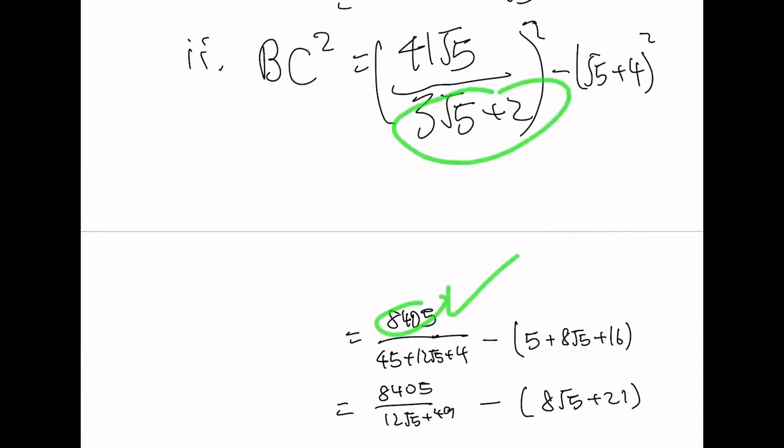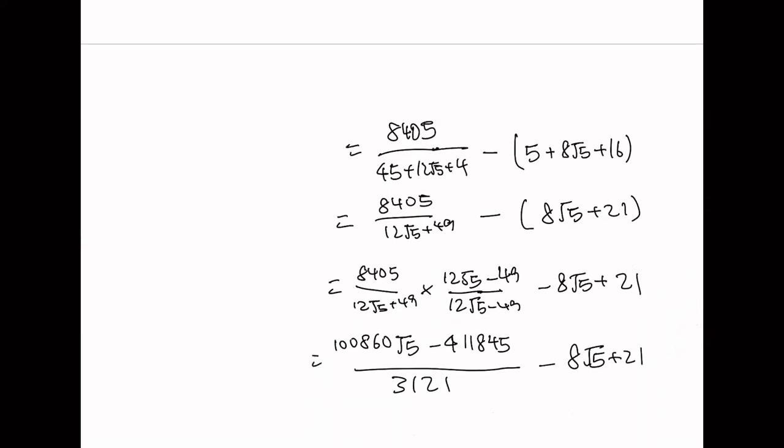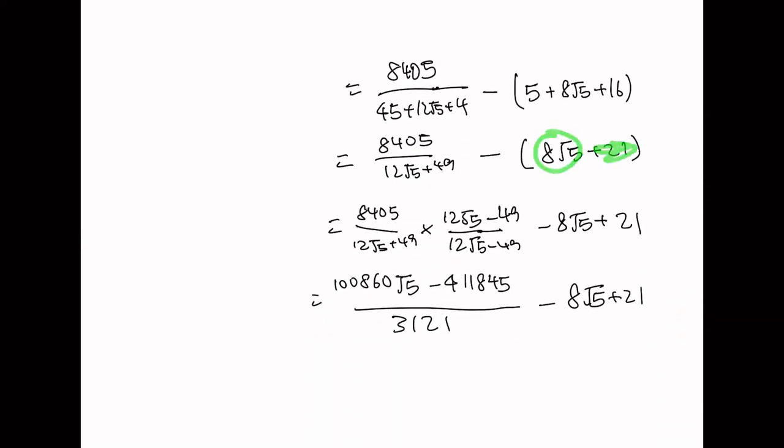Then this guy, (a plus b) bracket squared. So a squared plus b squared. This guy is (3 root 5) bracket squared, which is 45. Plus 2 squared is 4. 2 times 3 times 2 is 12 root 5. Okay, good. Correct so far. Simplify. 5 plus 16, 21. 8 root 5 remains. This guy can simplify. 45 plus 4 is 49. This is okay.